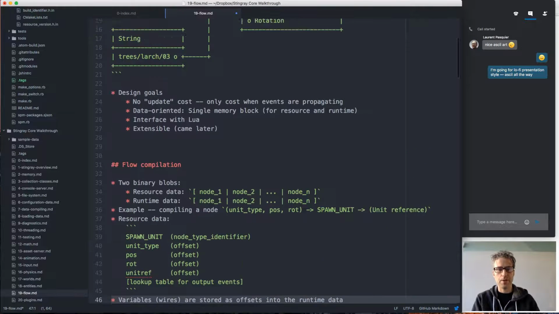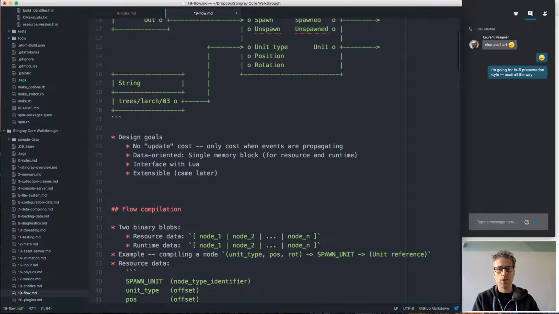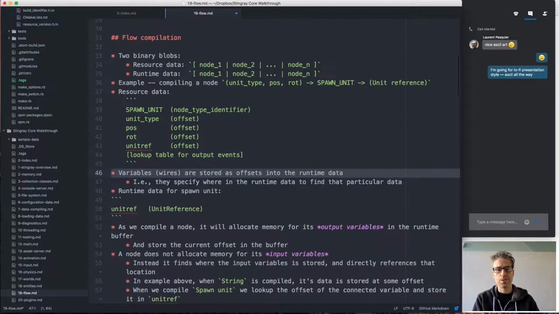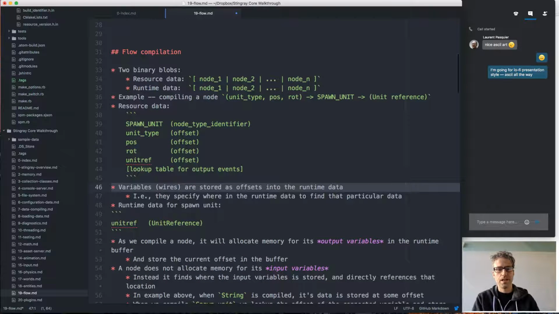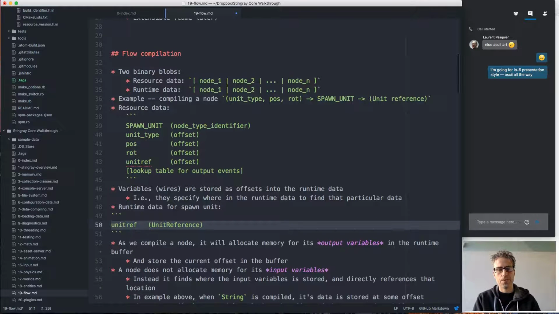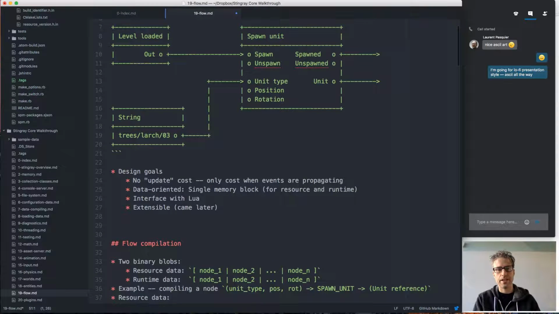As I said, the variables, the wires here, are all stored in the runtime data, and we store them in the resource at offsets into where in the runtime data we can find it. The runtime data for this spawn unit node is just the unit reference. So when we compile the spawn unit node, we will reserve memory for our output variables in the runtime data.